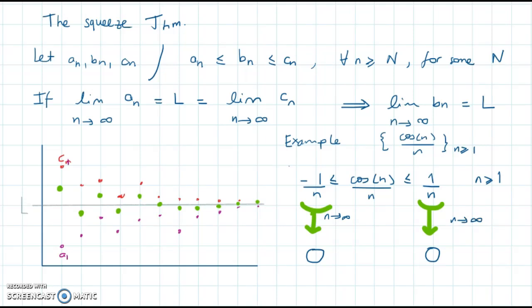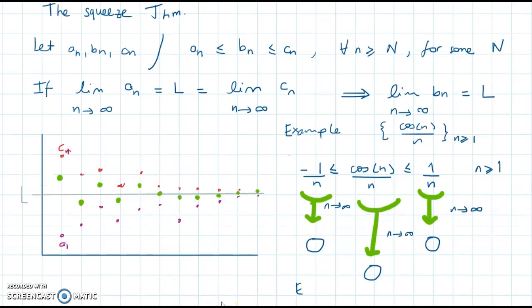So, by the squeeze theorem, because we sandwich the sequence cosine of n over n between the two of them, then we conclude that this limit is also 0 as n approaches infinity.